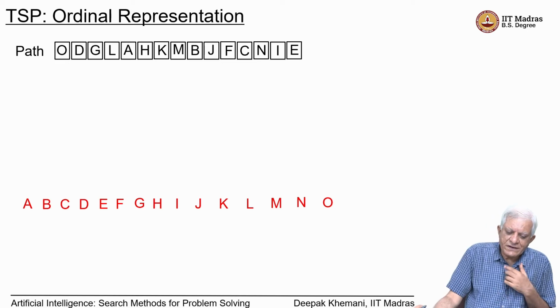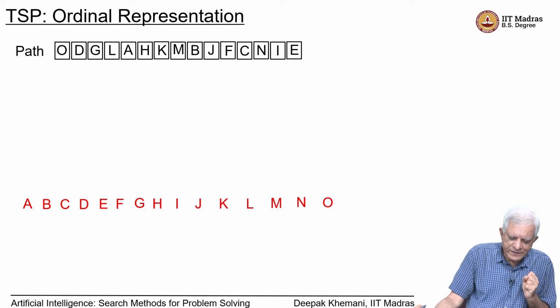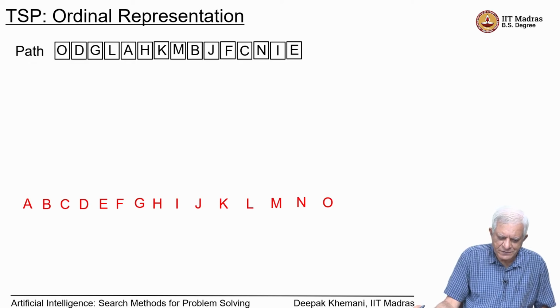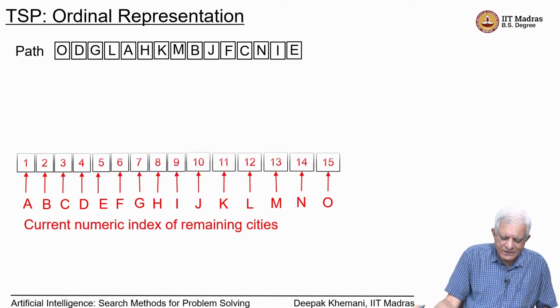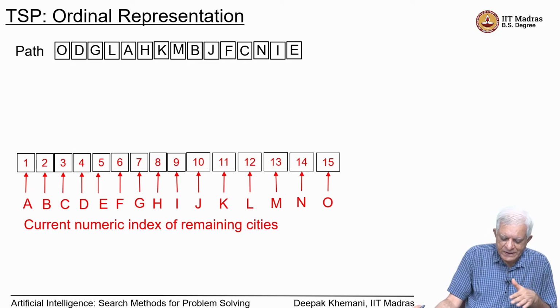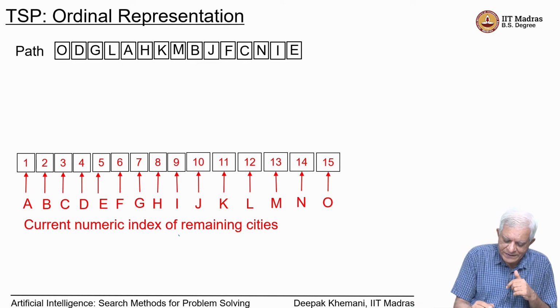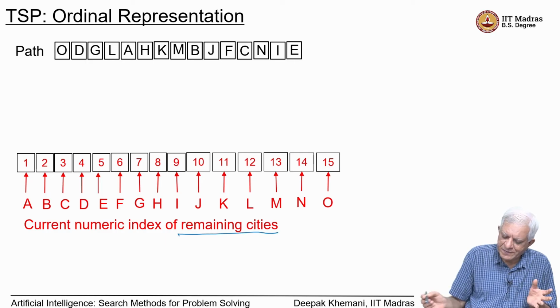So finally, we look at a representation called an ordinal representation, and it works as follows. You start with an index as before. So let us say the path representation is given on the top, and we want to see how we will represent this in an ordinal representation essentially. So we use a numeric index of the remaining cities. Of course, initially all cities are remaining cities.